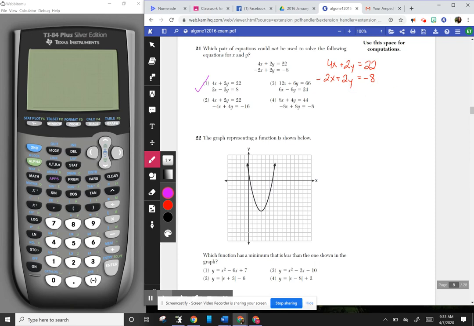Okay, now let's try option 2. So again, we can see 4x plus 2y equals 22. That didn't change here. But what did change, not the signs this time, but the numbers in front. So what would we have to multiply this by to get 4 instead? It would have to be 2, right? So 2 times -2 gives us -4x. 2 times positive 2 would give us positive 4y. And 2 times -8 will give us -16, which is exactly what we got here. So 2 is also a good option.